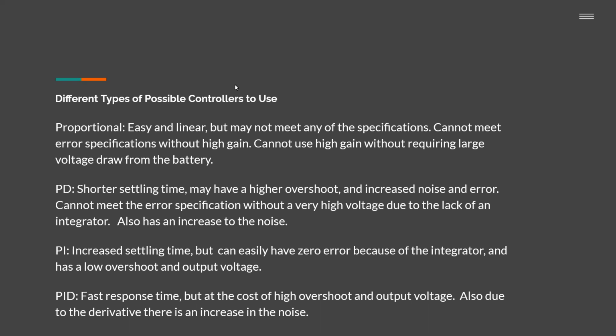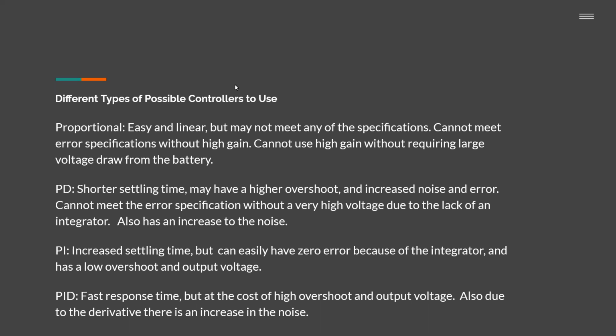And the second one is a PD controller. This one has a short settling time, but this may cause a high overshoot. Also it could increase the noise and error. So this may not meet the error specification without a very high voltage. The third one is the PI controller. This may increase the settling time, but it may reduce the error to 0 in the long term.